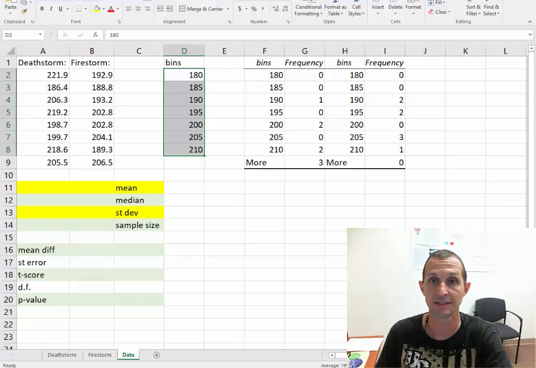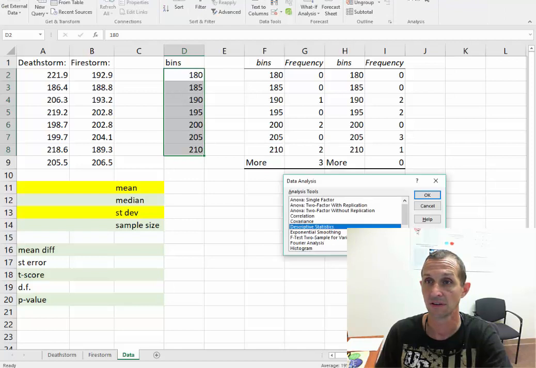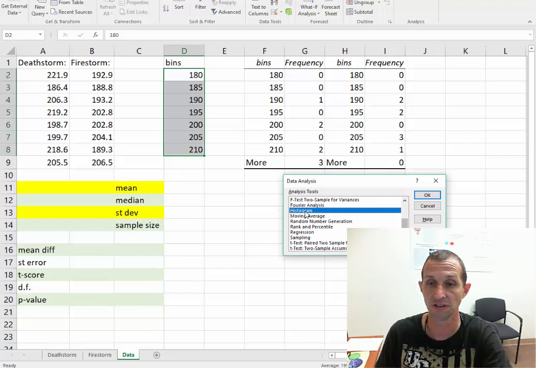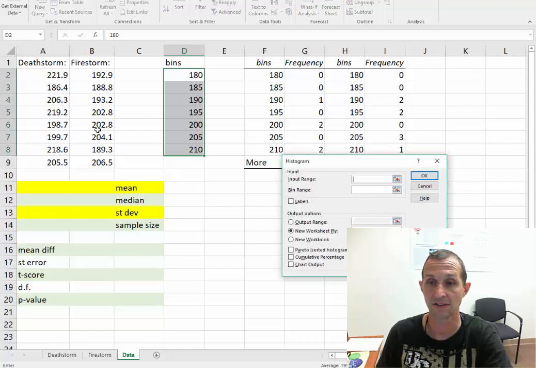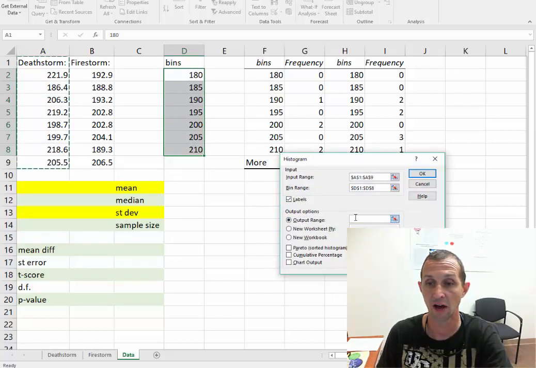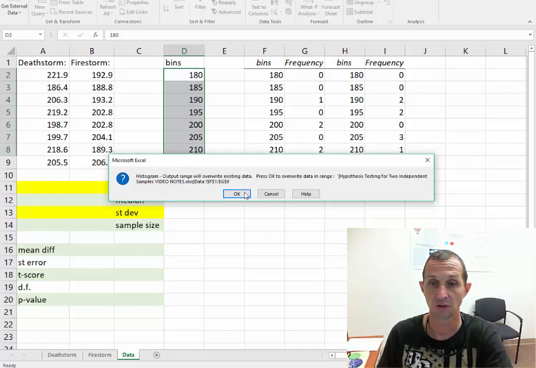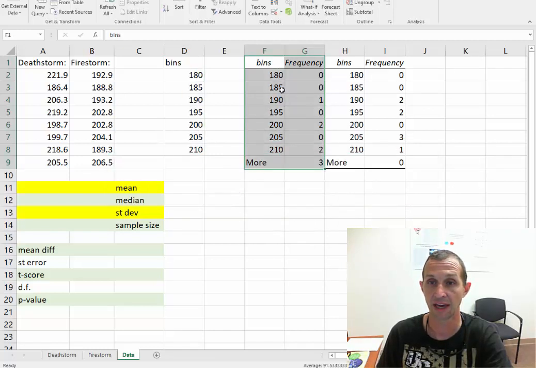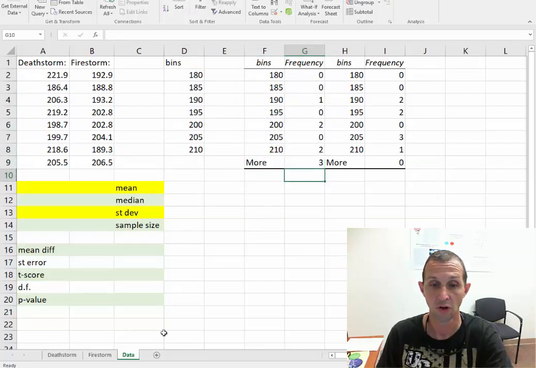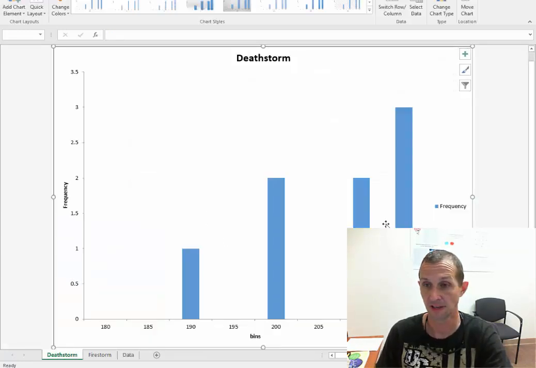I went ahead and did data analysis. I do have a video on how to install the data analysis tool, and there is a histogram function, and I used that. The input for Death Storm would have been here like this. The bin range, that was why I had to have these in here. They do have labels, and I output the data here, with a chart output. Click OK, it says it's going to overwrite the data. I click OK, and there it is. So the chart for Death Storm looks like this.